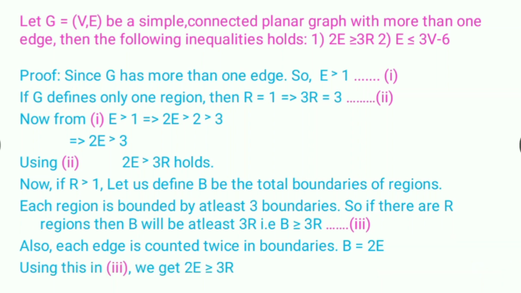So using B equal to 2e in equation number 2, we get 2e is greater than or equal to 3r, which we wanted to prove. So we have proved the first inequality, 2e greater than or equal to 3r. Now let's prove the second inequality, e less than or equal to 3v minus 6.